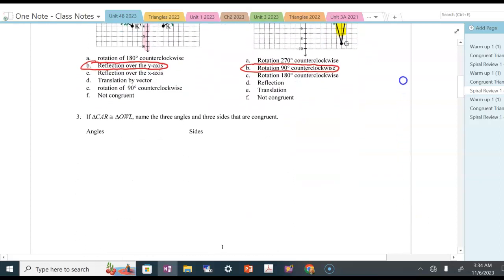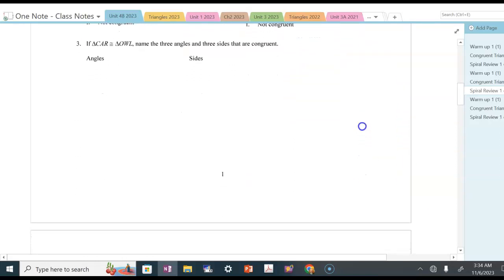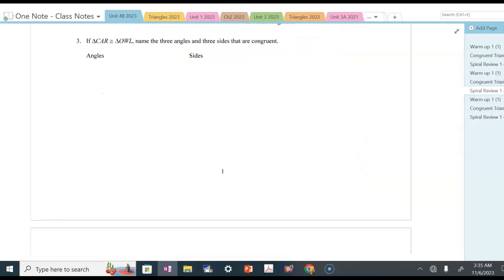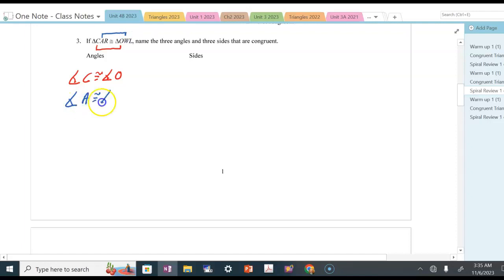Let's take a look at review question number 2. Here we want to talk about angles and sides that are congruent. So remember, the first letter goes with the first letter. So angle C is congruent to angle O. Second letter goes with second letter. So angle A is congruent to angle W. And the outside letters go together. So angle R is congruent to angle L.